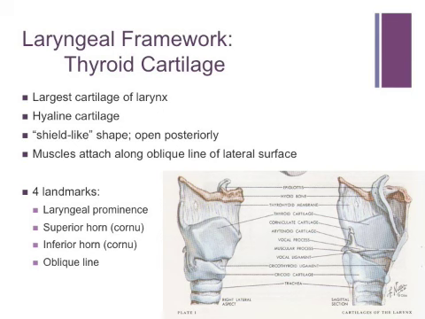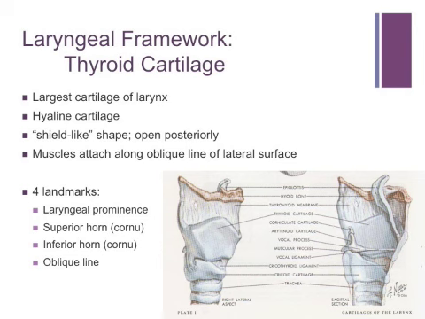The first cartilage we will learn about is also the largest cartilage of the larynx. The thyroid cartilage is made up of hyaline cartilage, which provides both strength and a little flexibility. The thyroid cartilage is open posteriorly, sound familiar, and is shaped like a large shield.